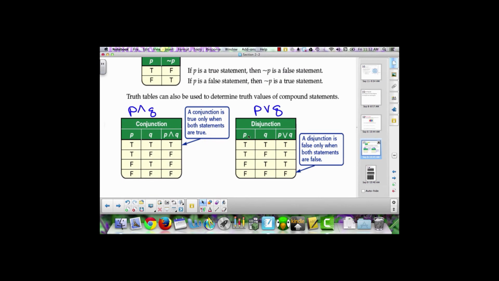These truth tables show us all the possible truth values for a conjunction or a disjunction. If I have a conjunction made of statements P and Q, and both of P and Q are true, then my conjunction is true. But if one or both of them are false, as in these examples, then my conjunction is false. For a disjunction, if one or both of my statements are true, then my disjunction is true. Only if they are both false is the disjunction false.